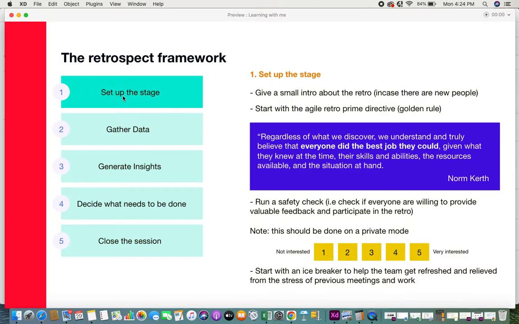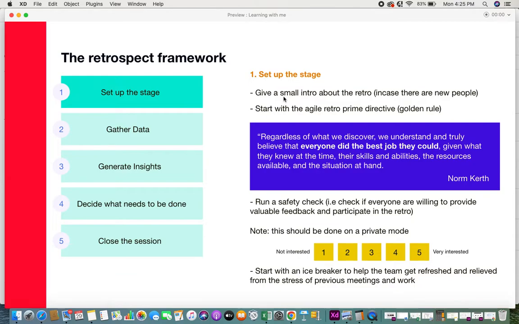In this process, everyone comes for the meeting, and you as a facilitator should be able to set the stage. At this time, there are various things that you need to take into account. The first one is giving a small introduction about the retro. Now, there might be some people who are newcomers to your team. They have joined your team lately, they are new to the entire agile world, and they might not have any idea what a retro is.